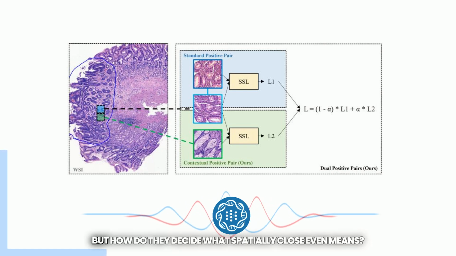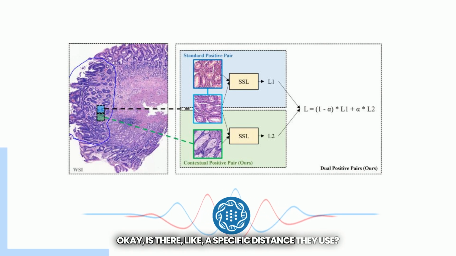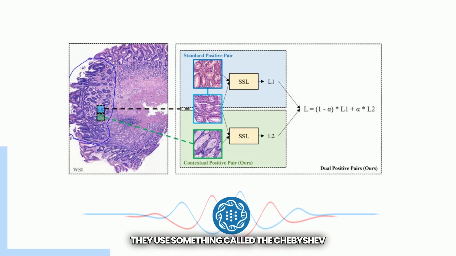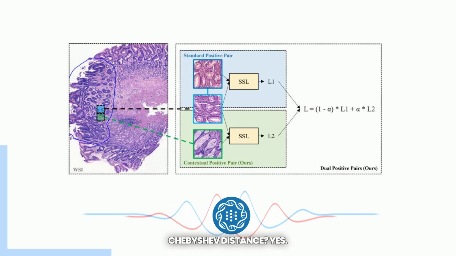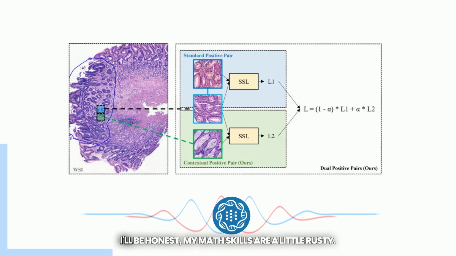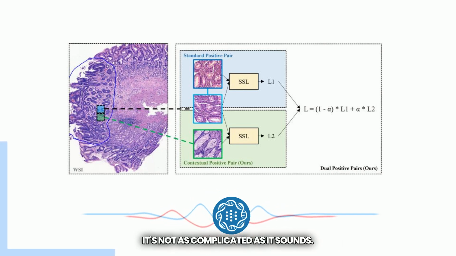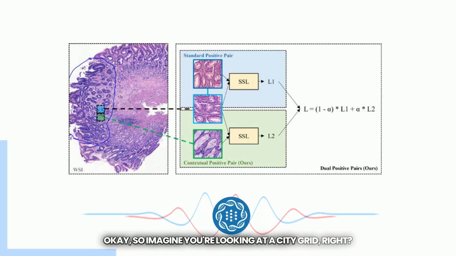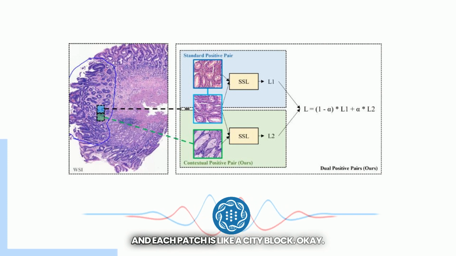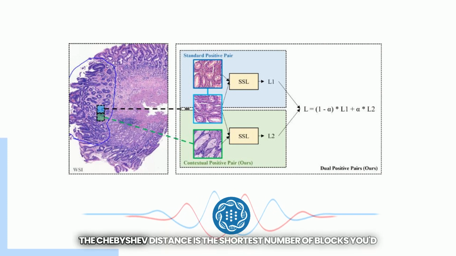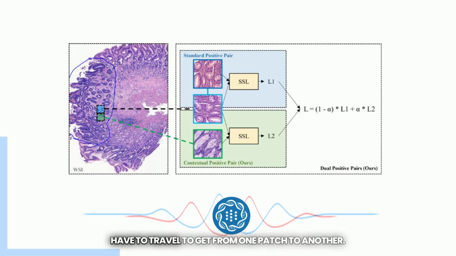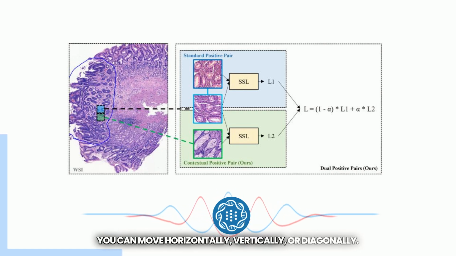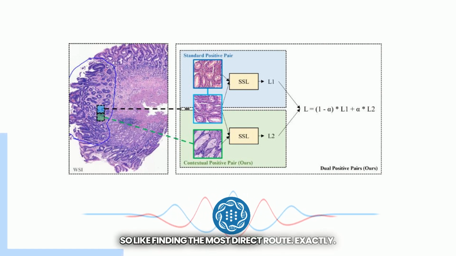Exactly. That's clever. But how do they decide what spatially close even means? Is there a specific distance they use? They use something called the Chebyshev distance to measure spatial proximity. Chebyshev distance. Yes. I'll be honest, my math skills are a little rusty. No worries. It's not as complicated as it sounds. Imagine you're looking at a city grid, and each patch is like a city block. The Chebyshev distance is the shortest number of blocks you'd have to travel to get from one patch to another. You can move horizontally, vertically, or diagonally. So like finding the most direct route.